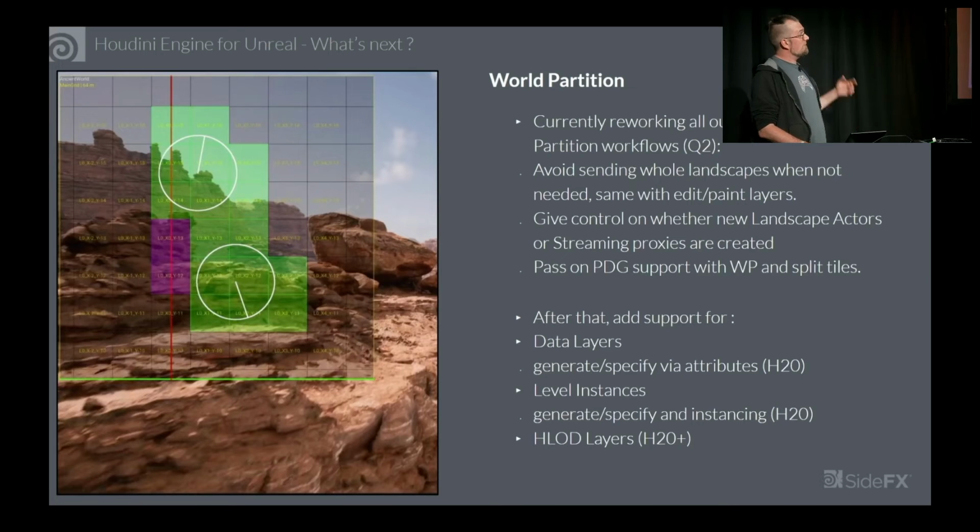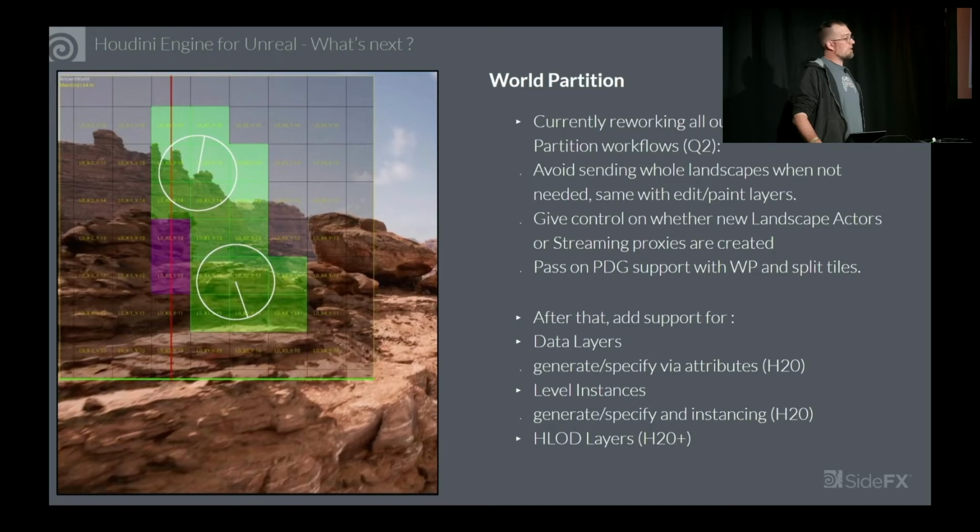So what's coming next? As I've mentioned, world partition is what we're currently focusing on. There's still some issues with the way we handle everything when world partition is enabled. The idea for us is we want to make sure every workflow that involves Houdini, landscapes and height fields is fairly thorough and works perfectly fine. You may want to only send specific proxies or components of your landscape, not always the whole landscape actors. In Houdini, we want to make sure everything is fairly transparent when you're using edit layers, paint layers, especially also when you're using PDG and tiled height fields. Currently, we are still using a pre-world partition workflow where each tile ends up being a landscape actor, which is probably not ideal.